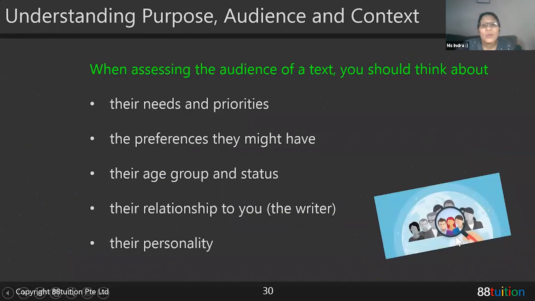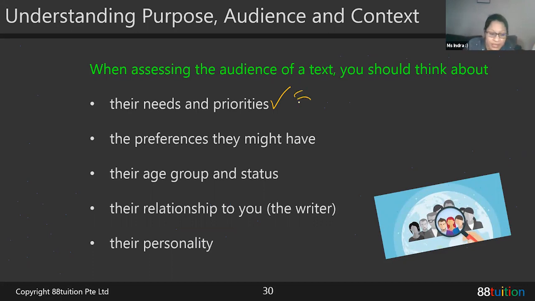Now, when assessing the audience of a text, what you need to take note of are their priorities and their needs. For example, if I need to present a proposal to my boss for changing my laptop, what is the most important thing a boss wants? Efficiency, productivity. To know that by having the equipment, you're able to perform your job better.